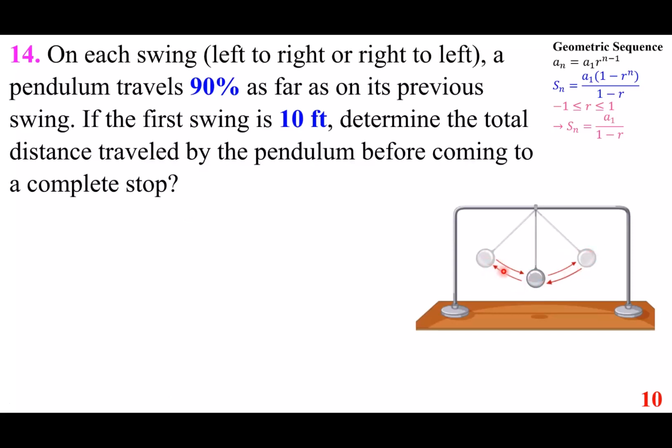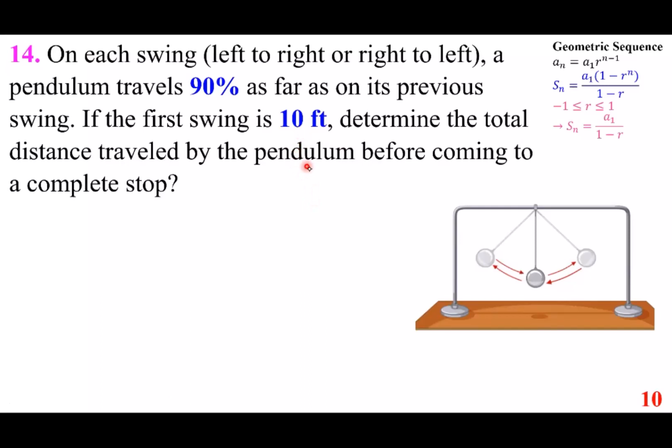Initially, that's 10 feet. Now, the next one, due to friction, becomes a tad less, becomes 90% of that. In other words, the second one would be 90% of this, or 0.9 times 10, or 9 feet. And this thing continues indefinitely until it stops.